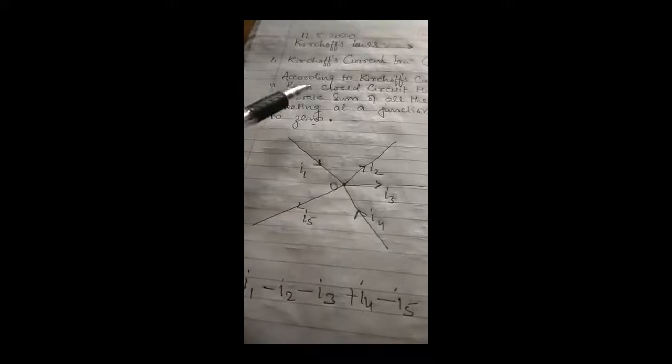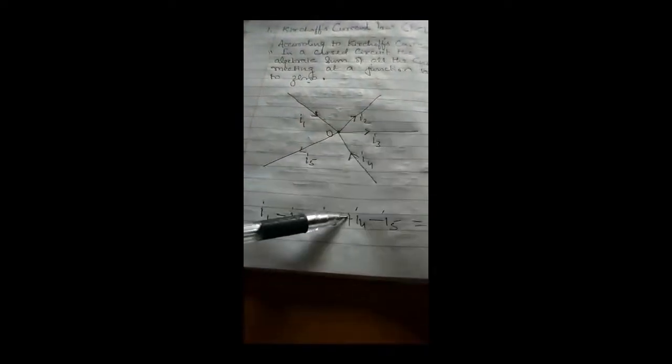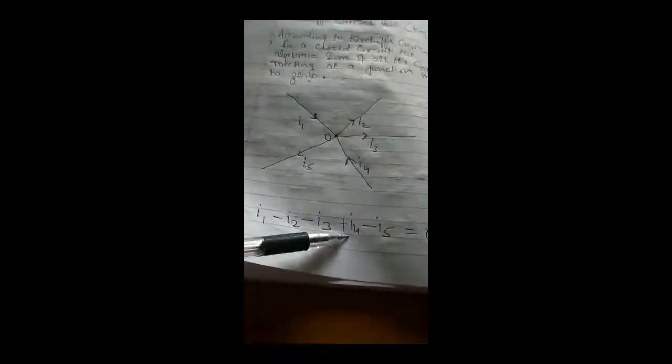So according to KCL, the algebraic sum of all currents meeting at the junction is equal to 0. Therefore we can write I1 minus I2 minus I3 plus I4 minus I5 is equal to 0. Here the negative sign indicates that these currents are leaving the junction, and I1 and I4 are taken positive because they are reaching currents.